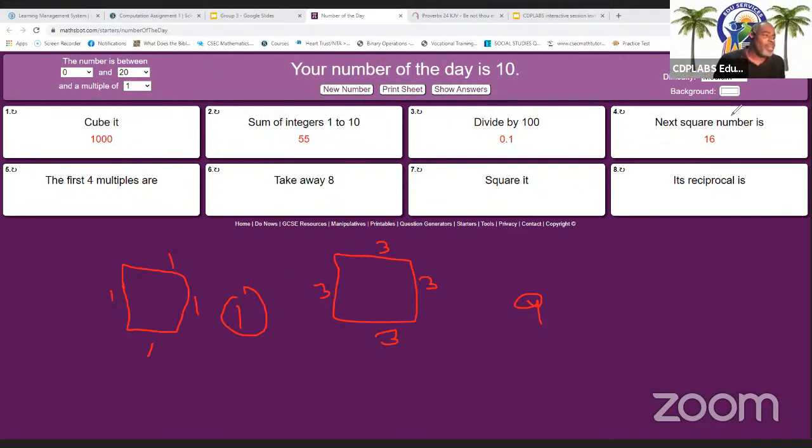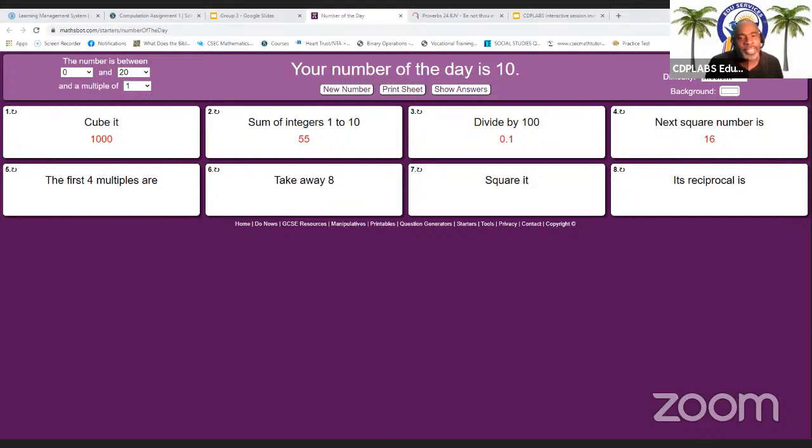All right. Let's continue with the little exercise here. Now your number of the day is 10. The first 4 multiples are... Roxanne came up with the answer: 10, 20, 30, 40. That's correct. Good.